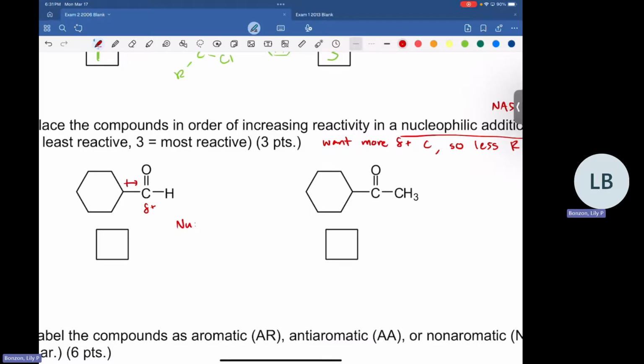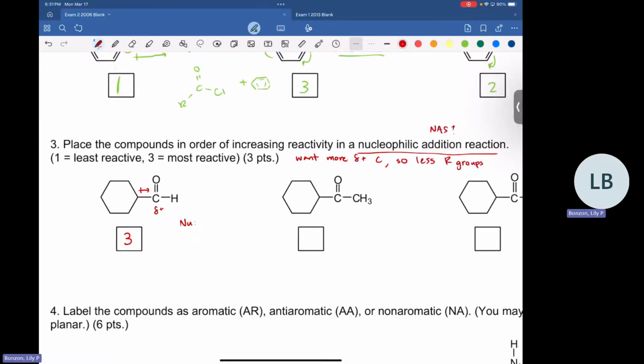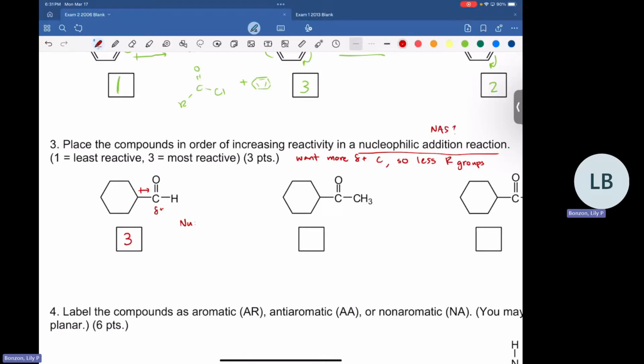So aldehydes are pretty much always going to be more reactive than any ketone. In this case, we have less electron density donating towards that carbon, so it's going to stay pretty partially positive, and it would be our most reactive for this type of reaction.